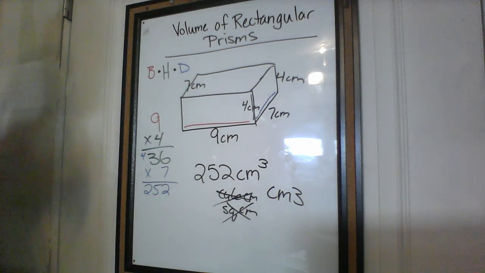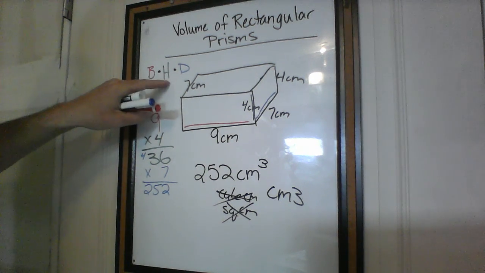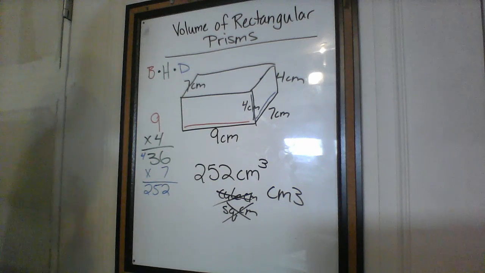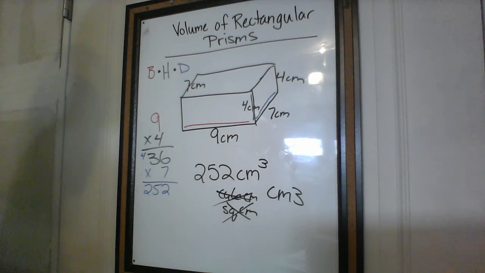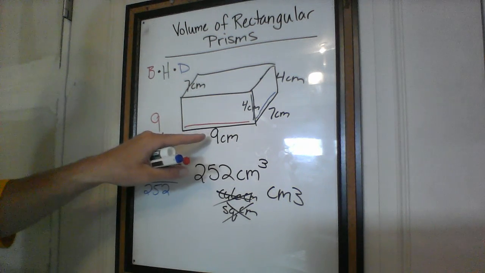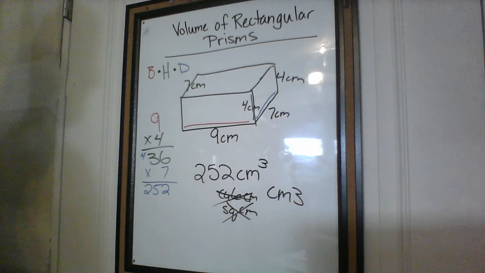Okay, volume of a rectangular prism, that is all we're doing. You're multiplying the base, the height, and the depth, multiplying all those together. It does not matter which order you do them in. You're still going to get the same answer because it's not an order of operations. Base, height, depth. Okay, that's how you solve for volume of a rectangular prism.